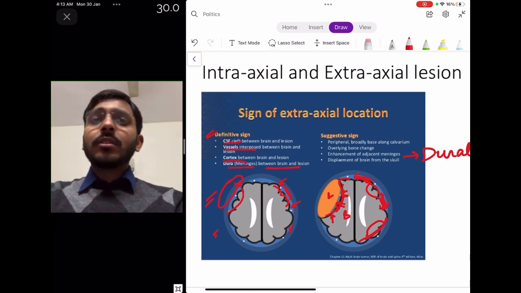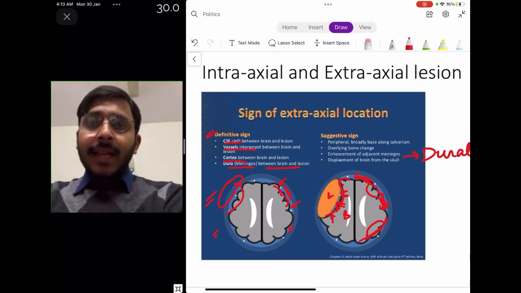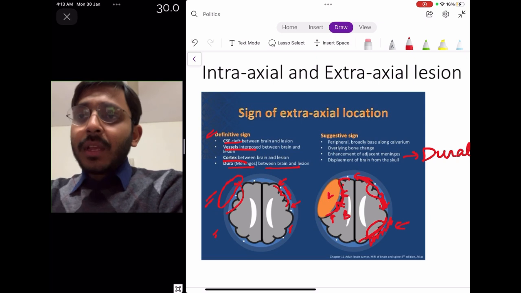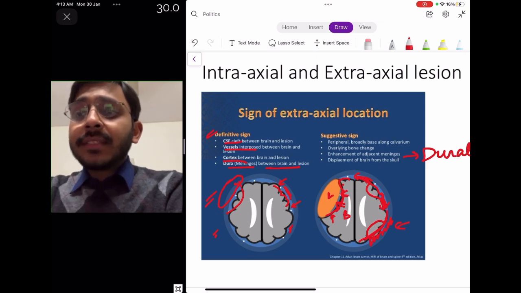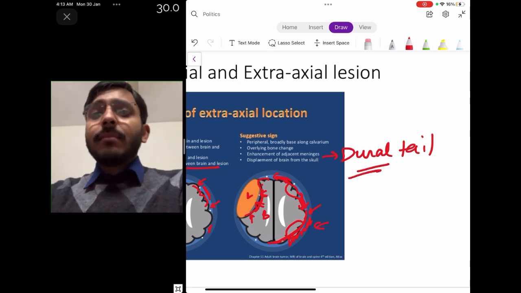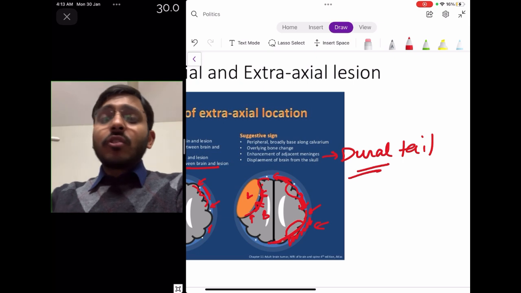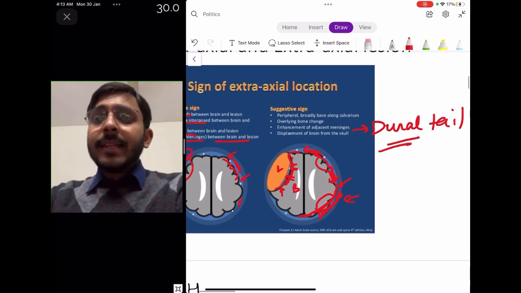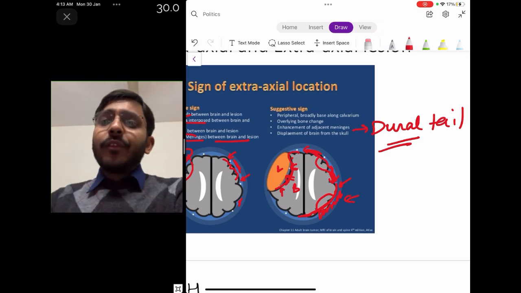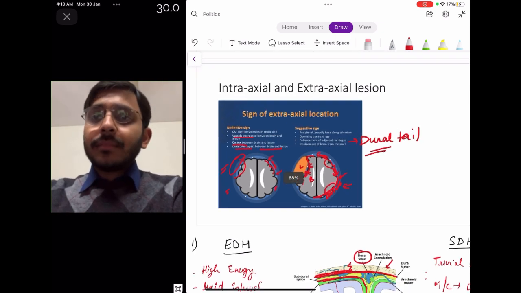So there are more chances of it being an extra-axial lesion. There is an overlying bony change, so there is hyperostosis of bone, or there is enhancement of the adjacent meninges. This is also known as the dural tail sign. These are soft pointers that the mass is arising from meninges or the skull, right? And the displacement of brain from the skull is also a soft pointer of it being an extra-axial mass.